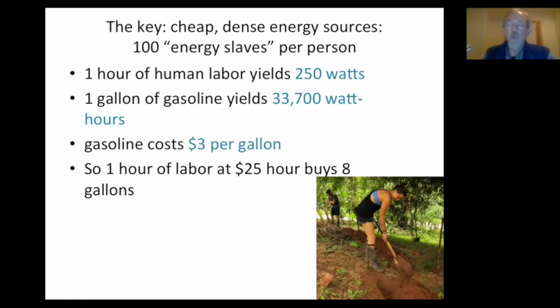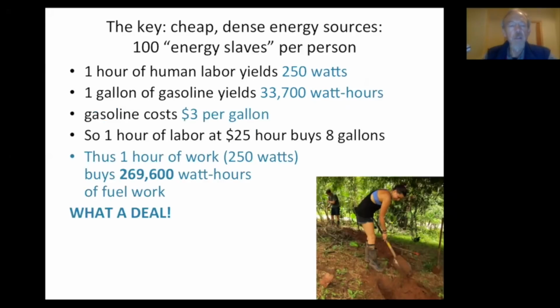The average American wage right now is about $25 an hour. So you can buy 8 gallons of gasoline for working for an hour at $3 per gallon. And so this down in the blue here, if you get 8 gallons of gasoline for an hour's worth of work, that means if you got 33,000 watt hours in a gallon of gas, you're buying 8 gallons of gas for an hour of labor, you can buy 269,000 watt hours of work for 1 hour of labor.